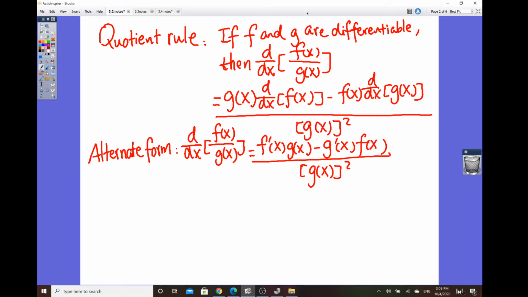Again, if f and g are differentiable, that means you can find a derivative for both functions. Therefore, the derivative of f of x over g of x can be written as g of x times the derivative of f of x minus f of x times the derivative of g of x, over the quantity g of x squared. Again, the alternate form: d over dx of f of x over g of x is f prime of x times g of x minus g prime of x times f of x, over g of x quantity squared.